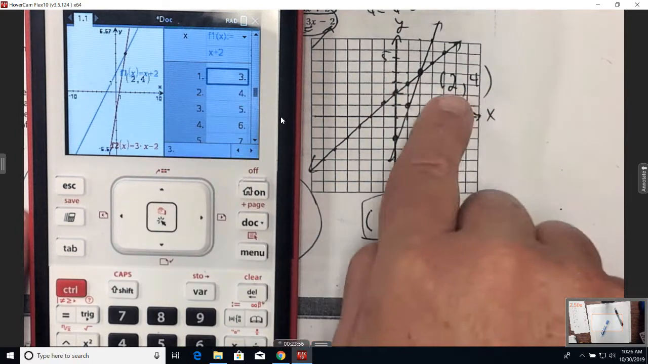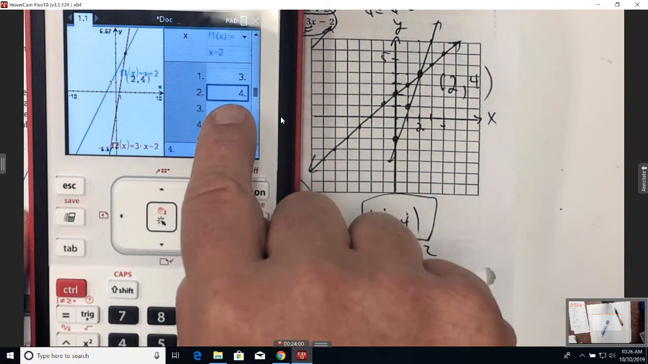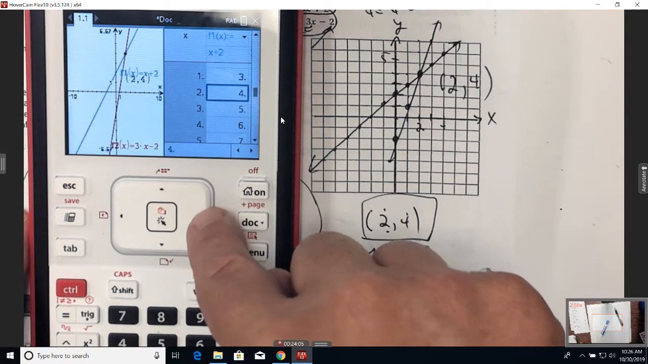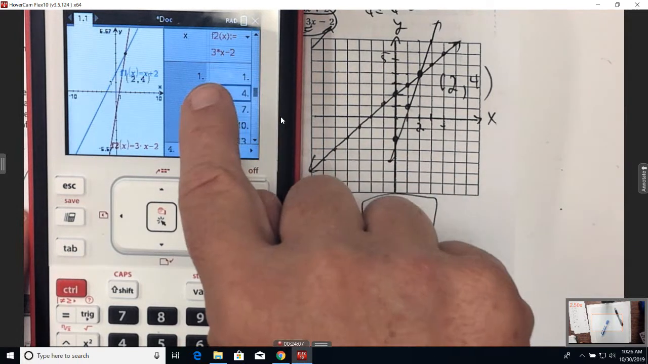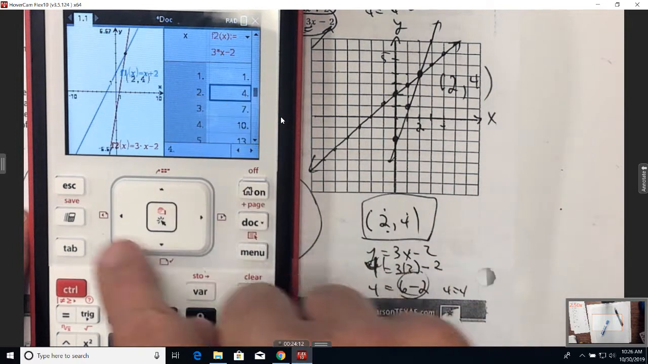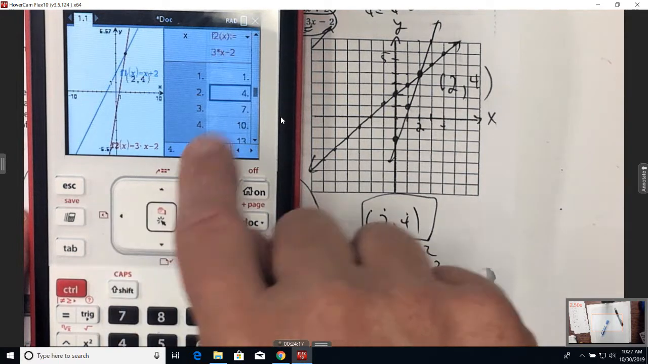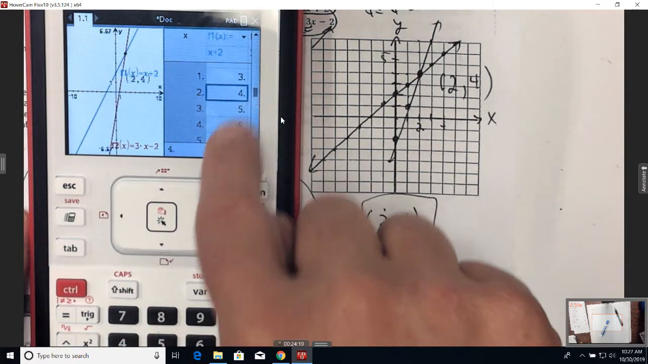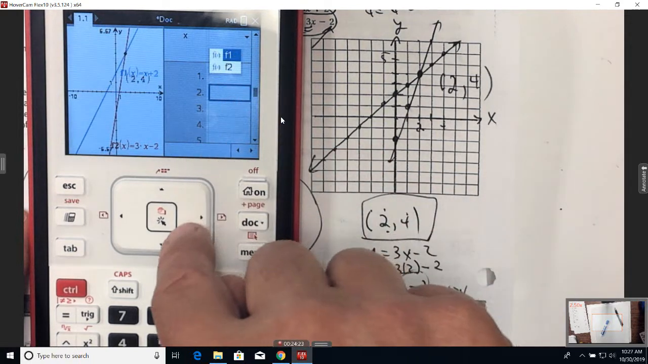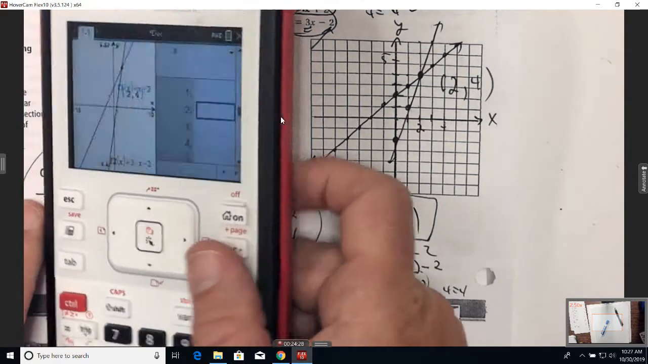My solution was 2, 4. Let's see. Look. If x is 2 in the blue function, what was y? 4. If I click here to the right one time, in the red function, if x is 2, y is also 4. Do you see how they have the same y values? Left, right. I'm just moving it to the left and right. The y values in both the red function and the blue function, f1 and f2, is equal to what? 4.